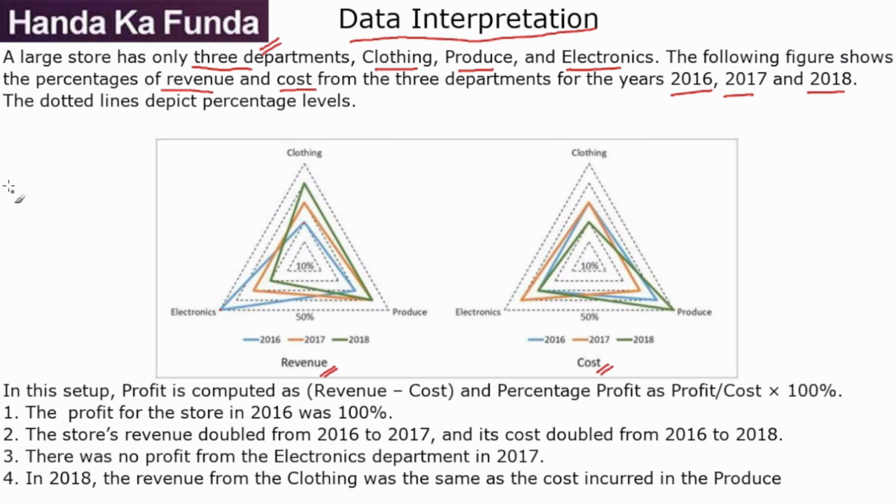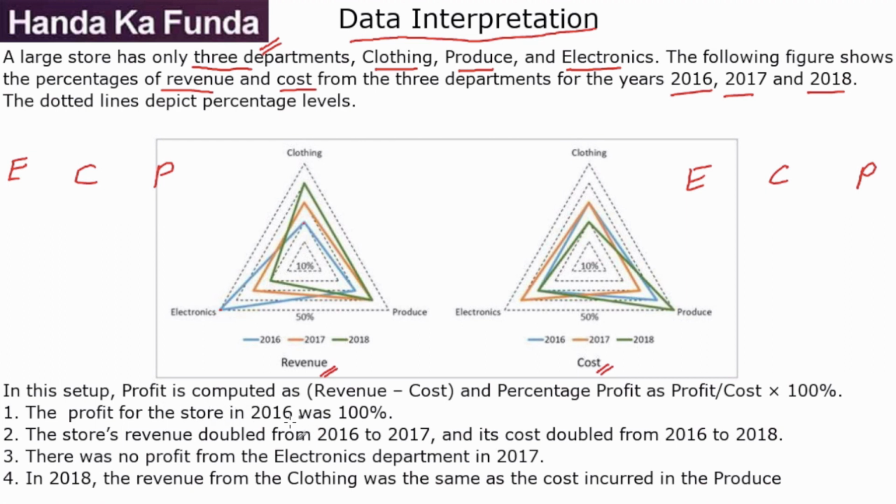So basically, we are dealing with three categories here: E, C, and P. That is for the revenue part. And very similarly, E, C, and P, that is for the cost part. And then we are presumably supposed to find out some data and some relationships between them. Let's have a check at some more information which is given.